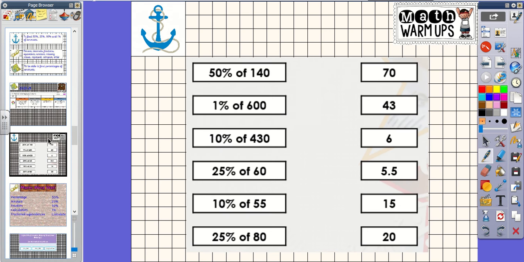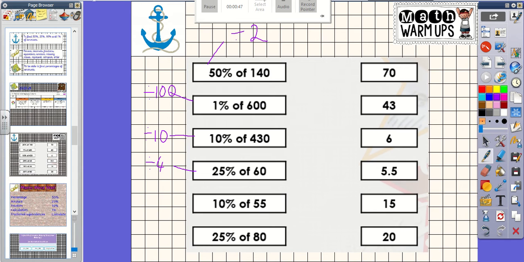So let's get our brains warmed up and let's use those percentages that we understand, that we know so far. So that's 50%, 1%, 10%, and 25%. So remember, to find 50%, we divide by 2. To find 1%, we divide by 100. To find 10%, we divide by 10. And to find 25%, we divide by 4. So pause this video here for me, please, and answer the following questions with the answers.